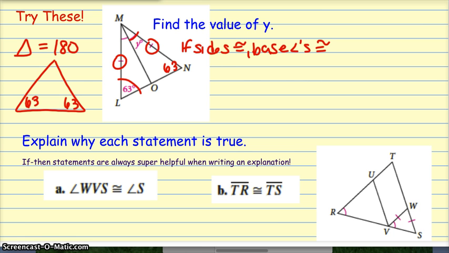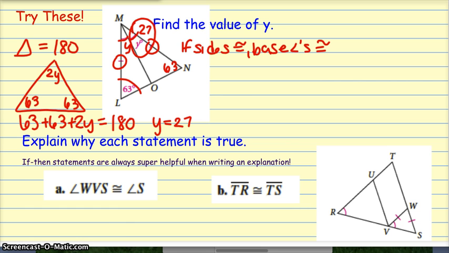And because of this single marking, there's really two y's up here. So I'm going to set up that 63 plus 63 plus 2y equals 180 so that I can get the value of y. After I did my calculations, I realized that y is 27. So find the value of y. That y is 27.